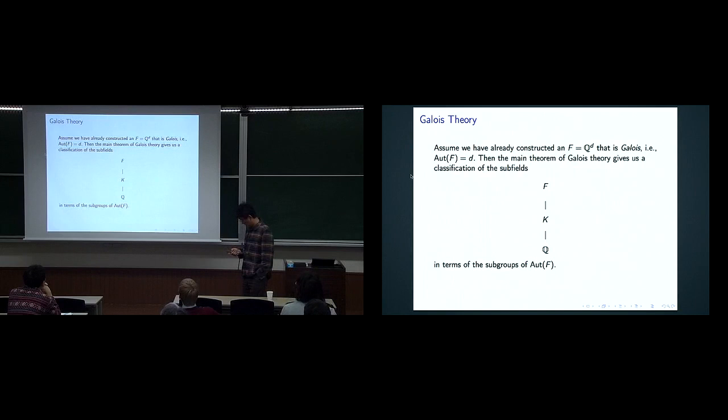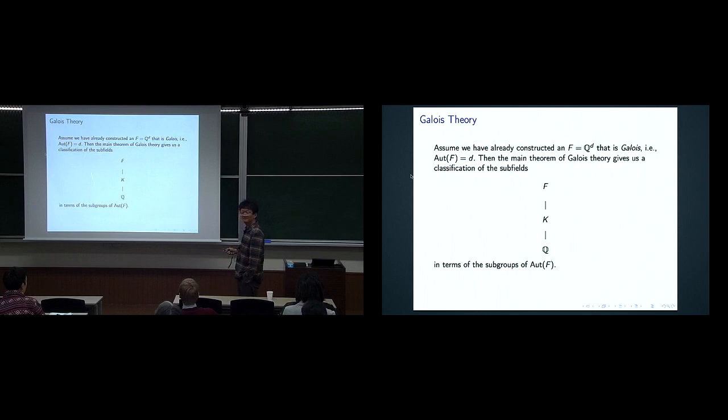It assumes that there's a field extension that you already understand. And you also put some condition on it, like that the field extension is Galois. Meaning what? That it has the maximum number of automorphisms. There are as many automorphisms as the dimension. It's elementary field theory to see that there can't be more automorphisms than the dimension. If it actually has that maximum number, we say it's Galois. So in Galois theory, we assume that a field extension of this sort is given, and then the main theorem classifies the subfields of F.